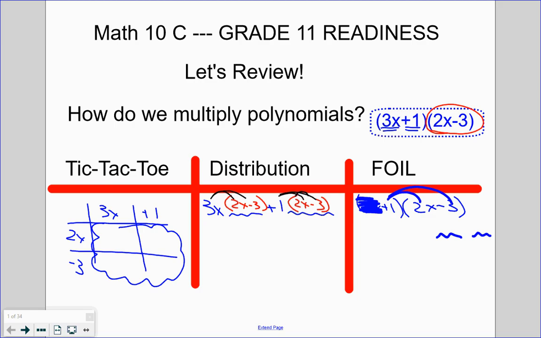Now, it doesn't matter which method you do, as long as you're doing it correctly. At the end of it all, the answers will match regardless of which method you're using. The biggest mistake that you made with this is just silly things like 3 times 2 is 5. You did not make a mistake with the process or the steps. You made a mistake with the numbers. So I just wanted to quickly review the 3 methods.